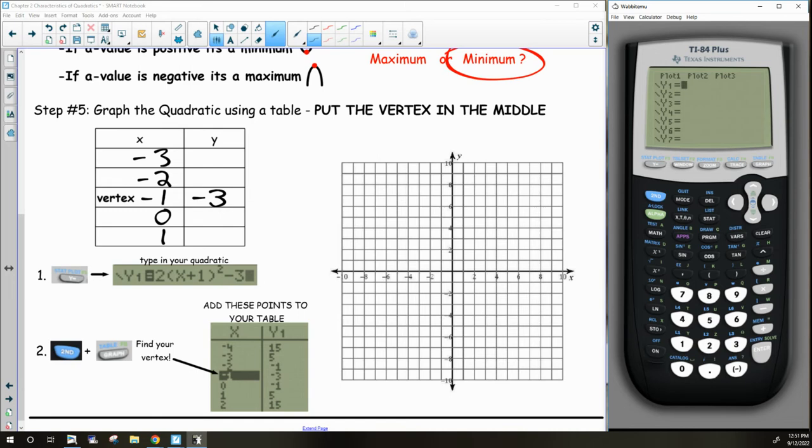What's that? Okay. So you click your Y equals, and let's start plugging in our equation. I have it right here in this little box, what it should look like when you plug it in. Or you can look at the top of the page and plug it in. But make sure it's exactly 2 parentheses.